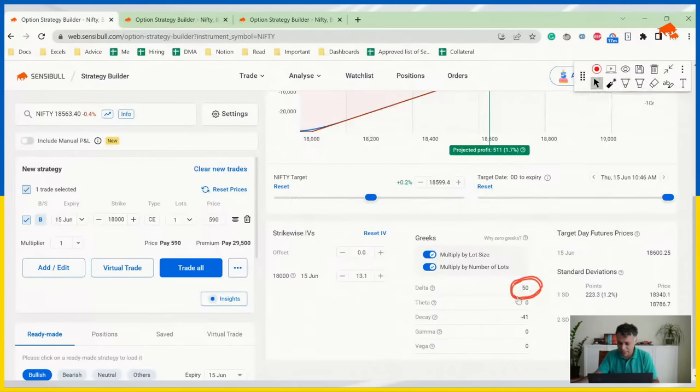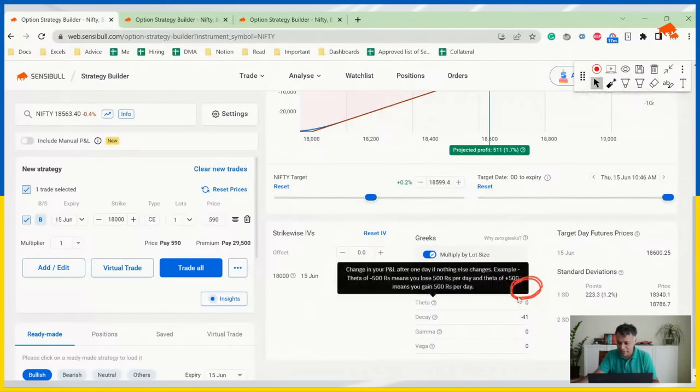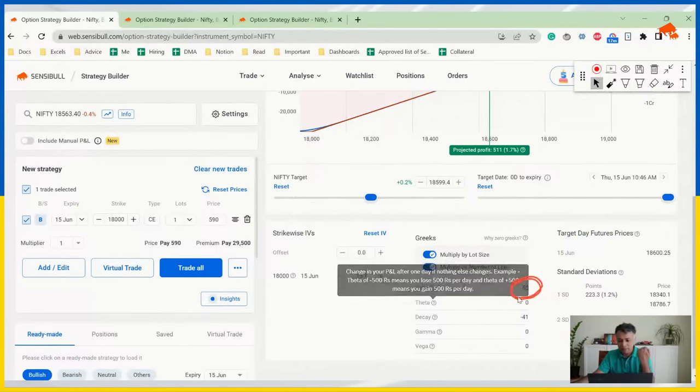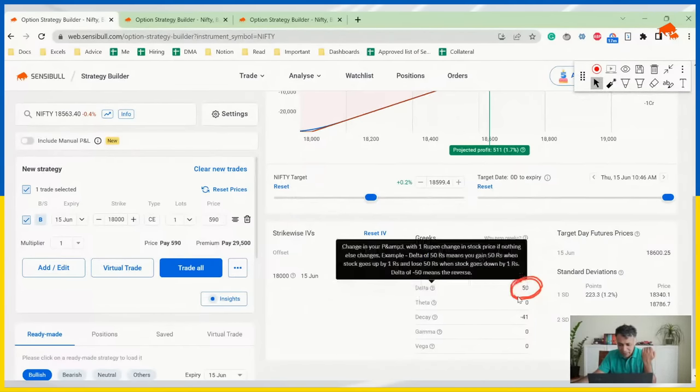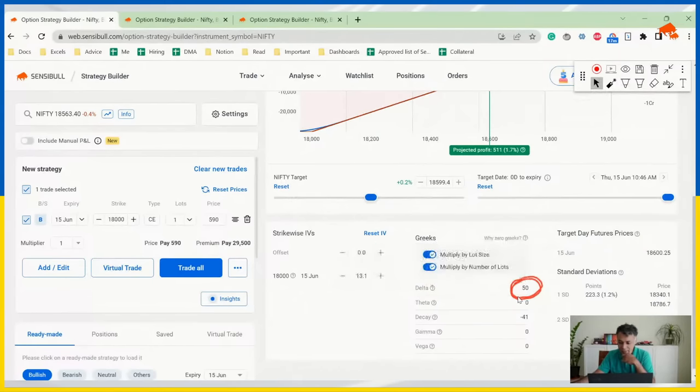Delta is, you can actually read it here. There's a good explanation here. Delta is the change in your P&L with a 1 rupee change in stock price if nothing else changes, right? So this is 50 rupees, which means that for every 1 rupee the underlying goes up by, you make 50 rupees, which is exactly what happens even in futures, right? For every point, you get 50 rupees. So, an ITM option is actually a future.